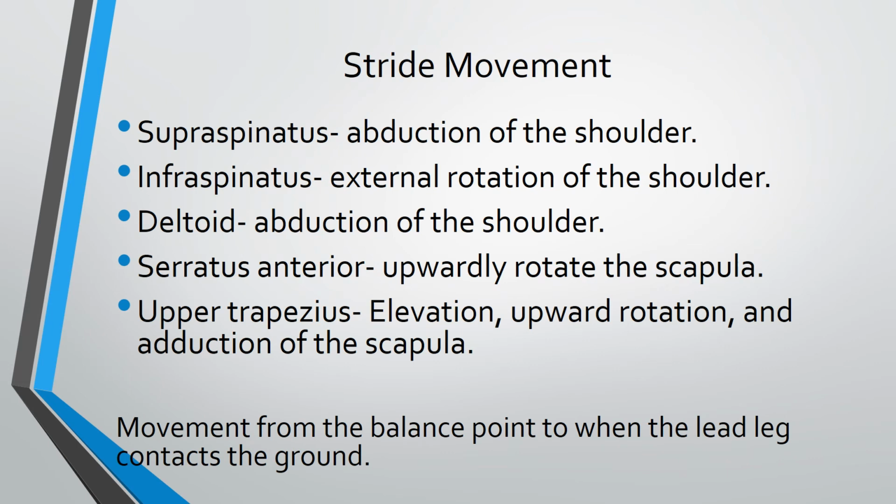The supraspinatus performs abduction of the shoulder, the infraspinatus performs external rotation, the deltoid abducts the shoulder, the serratus anterior upwardly rotates the scapula, and the upper trapezius elevates, upward rotates, and adducts the scapula. This movement is from the balance point to when the lead leg contacts the ground.